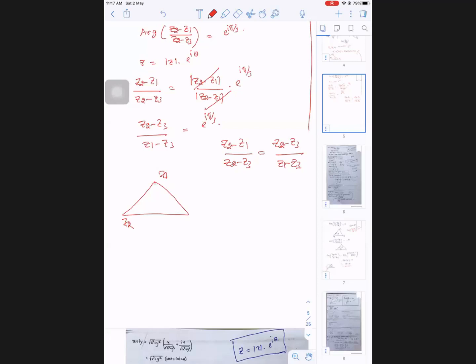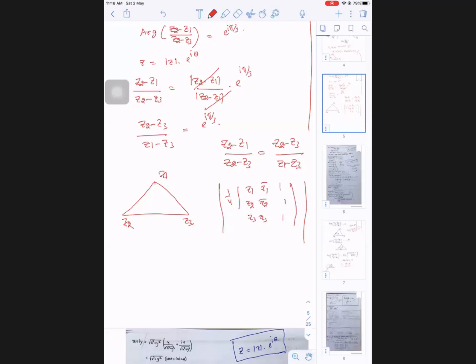If Z1, Z2, Z3 are vertices, what is the area of this triangle? It is 1/4 i times the determinant of Z1, Z1 bar, 1; Z2, Z2 bar, 1; Z3, Z3 bar, 1. This is the formula. And here once again you have to take the mod for it, because here you will get an imaginary part. Okay, so we will take mod for that.